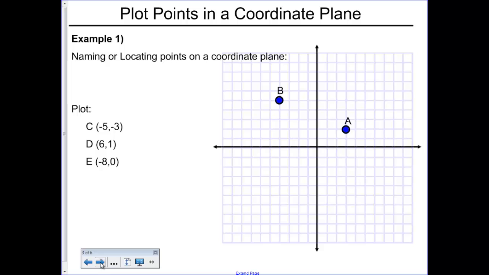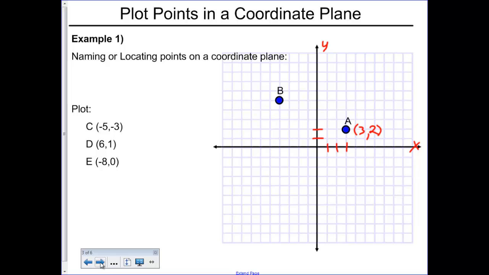Example 1, naming or locating points on a coordinate plane. We've already named one of them, so let's go over here to A, and we're going to name the coordinates. We're going to count out A for x first. Remember, this is x here and this is y. So to get underneath that point, we have to go positive 3 for A and for x, and for y we have to go positive 2. So that point is located at 3, 2.